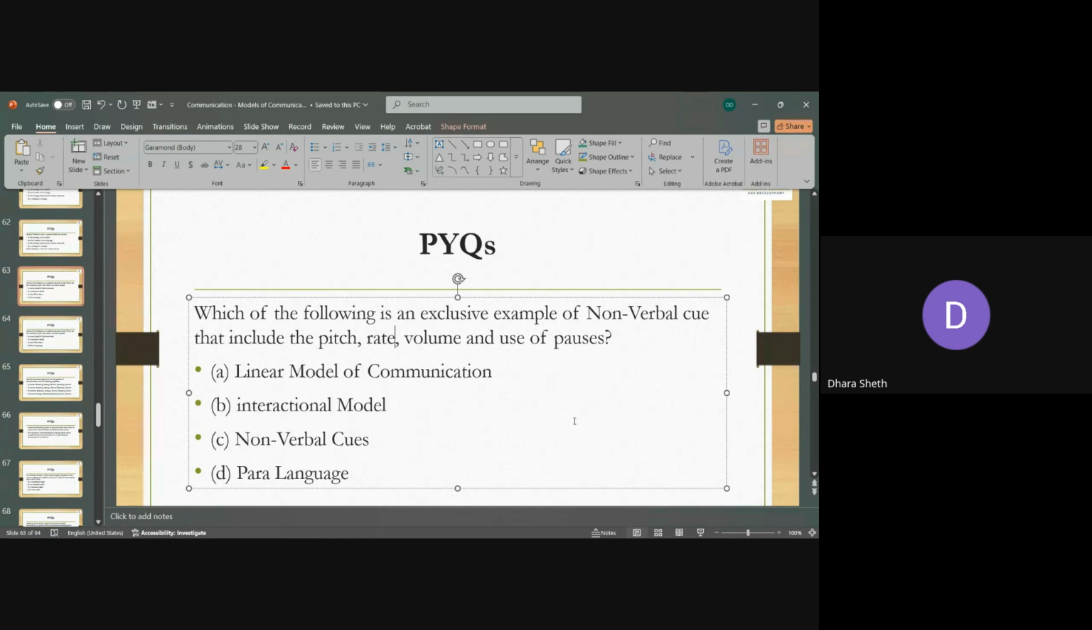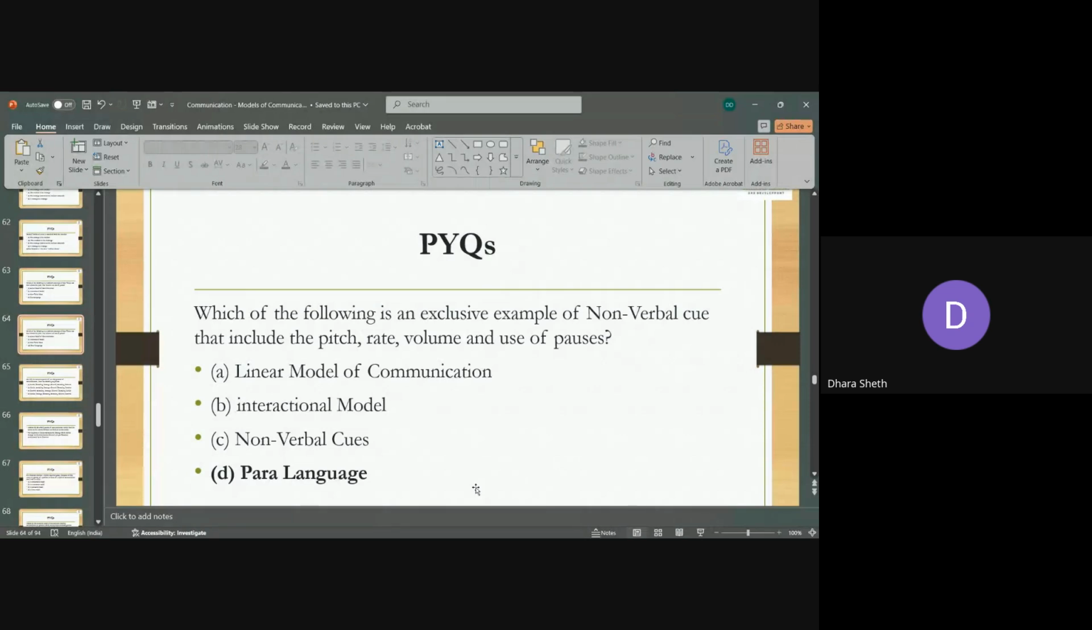Okay, this is a question from the second topic. But anyways, let's do it. When it comes to non-verbal cues, probably because we talked about the cues: pitch of voice, rate at which we speak, the volume, and the use of pauses. Which of these is relating to that? Linear model of communication, interactional model, non-verbal cues, or paralanguage? So the answer is paralanguage, which we will take in the next topic.